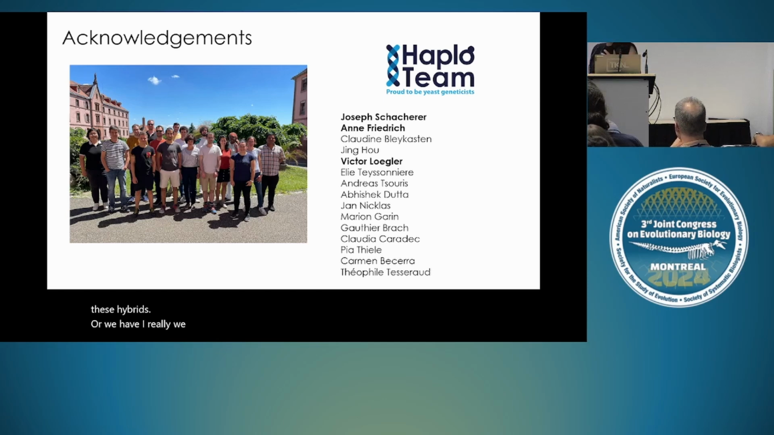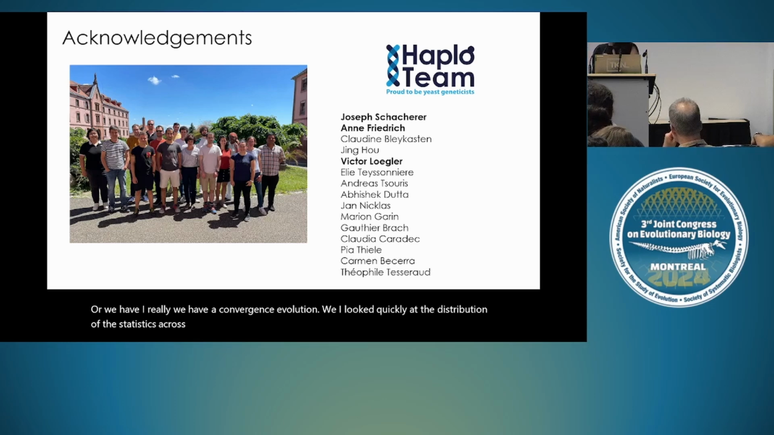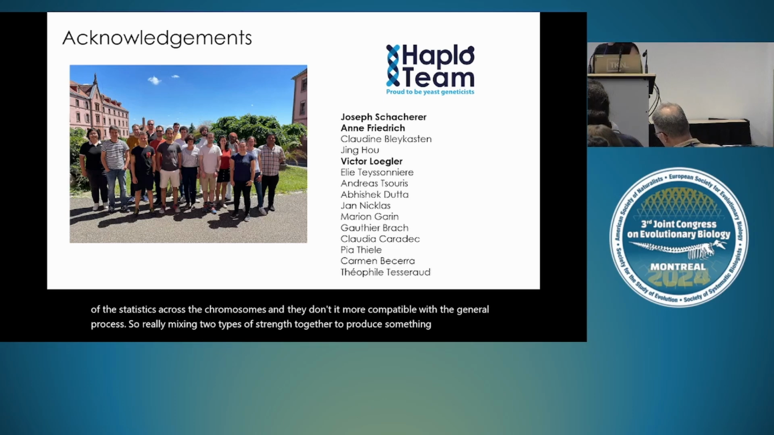convergent evolution. I looked quickly at the distribution of these statistics across the chromosomes, and it's more compatible with the general process, so really mixing two types of strains together to produce something, than convergent evolution, because it's not specific to a particular region of the genome. But that's very preliminary still.